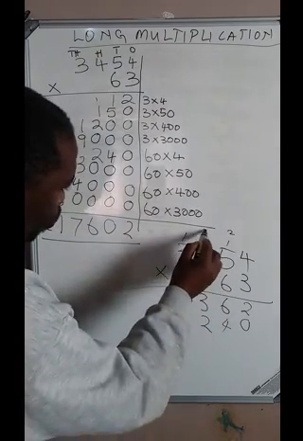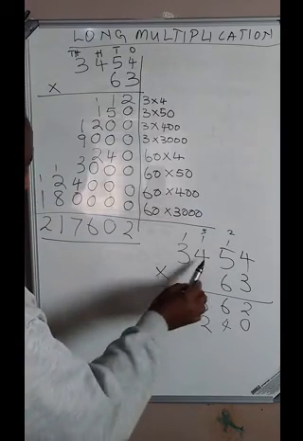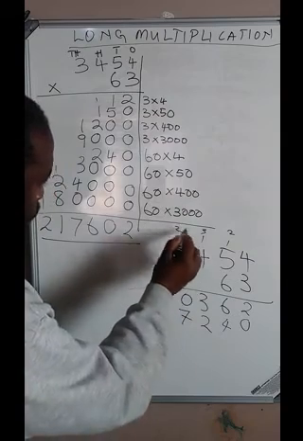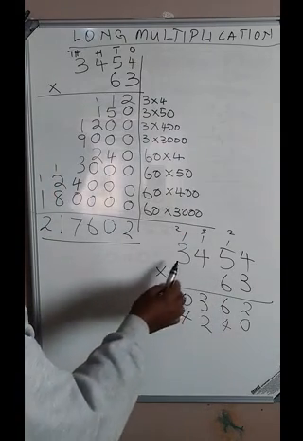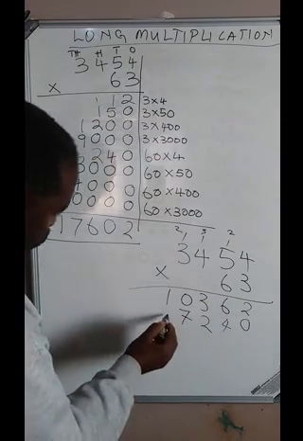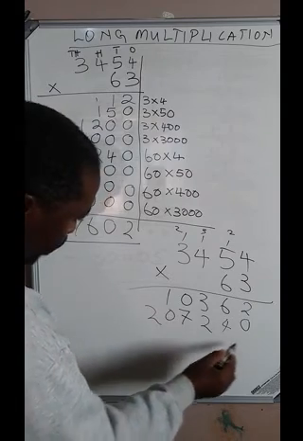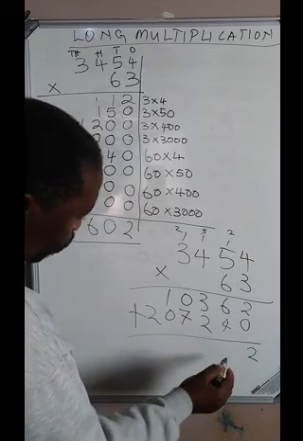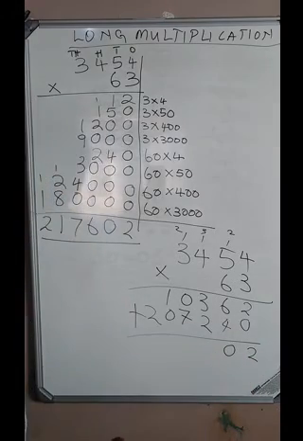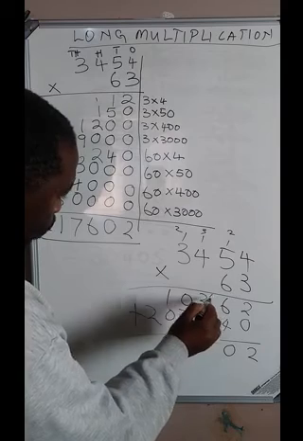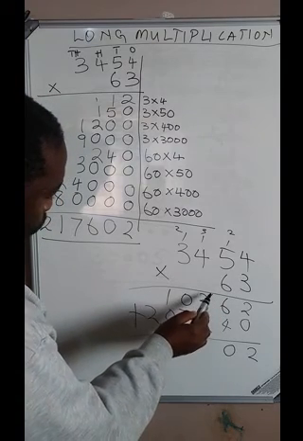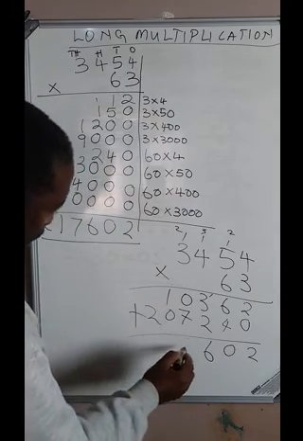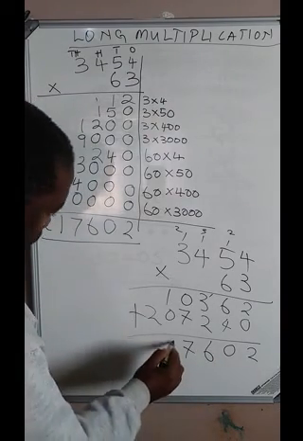So you write 2, you carry 3. 6 times 4 is 24 plus 3 is 27. So you write 7, you carry 2. 6 times 3 is 18 plus 2 is 20. So it is 20. Now you add. Here is 2. 6 plus 4 is 10. You write 0, you carry 1. 3 plus 1 is 4. 4 plus 2 is 6. Here is 7. Here is 1.